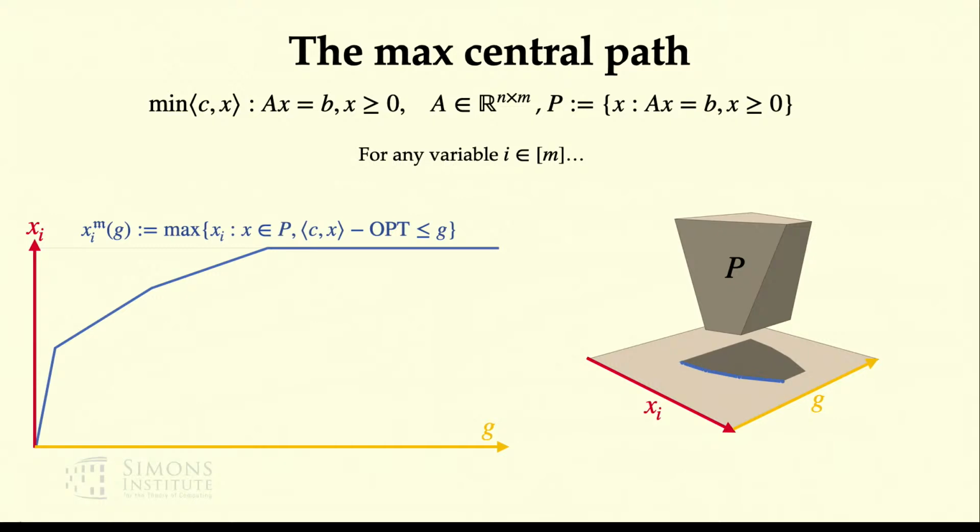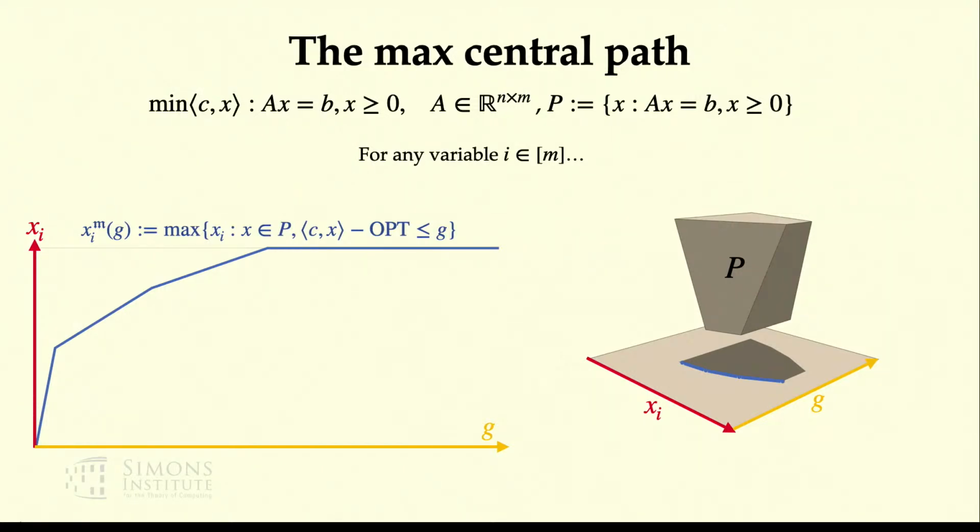A crucial notion for that is the so-called max central path, and that is the following. I just draw a two-dimensional diagram. The x-axis is the optimality gap. The y-axis is, say, the slack variable or the variable xi. And now I'm asking you, look at the sub-level set of your polytope where my gap is at most g. And subject to that, my curve is going to be the point that maximizes the ith coordinate.